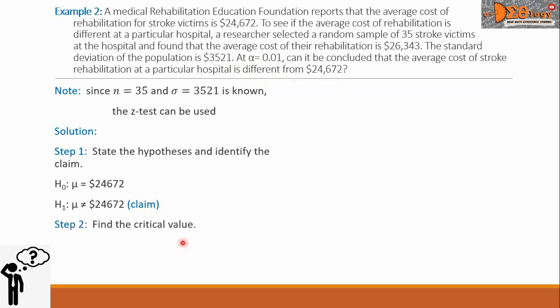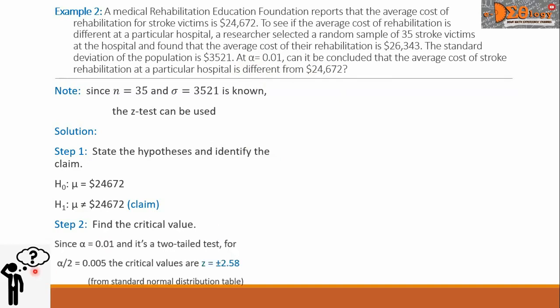For step 2, we find the critical value. Since alpha equals 0.01 and it's a two-tailed test, for alpha divided by 2 equals 0.005, the critical values are z equals plus or minus 2.58. We got this value from the standard normal distribution table.